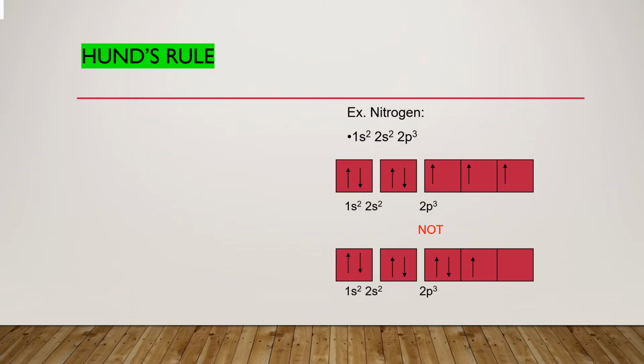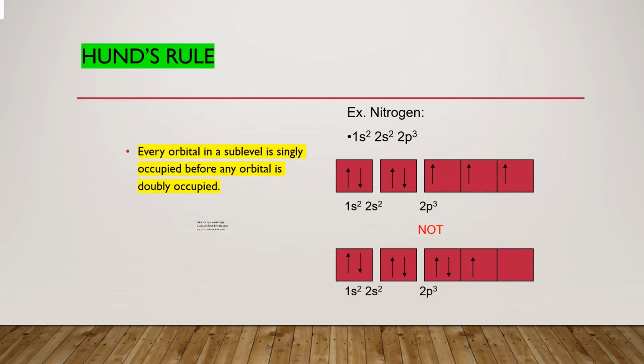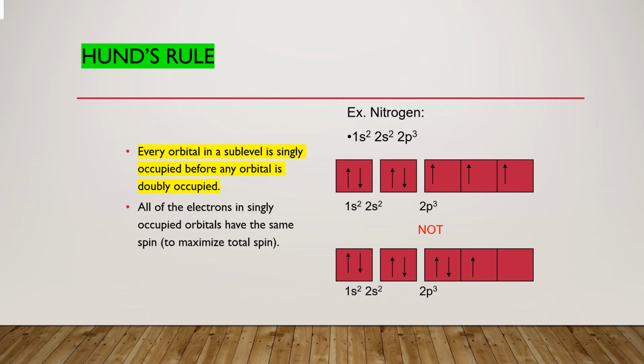All right, Hund's rule tells us that every orbital in a sublevel is singly occupied before any orbital is doubly occupied. So all the electrons in singly occupied orbitals have the same spin. Electrons are unfriendly is the best way to think about this. If we have nitrogen, shown in boxes here, before you can double up in an orbital, you have to have singles in the orbitals.